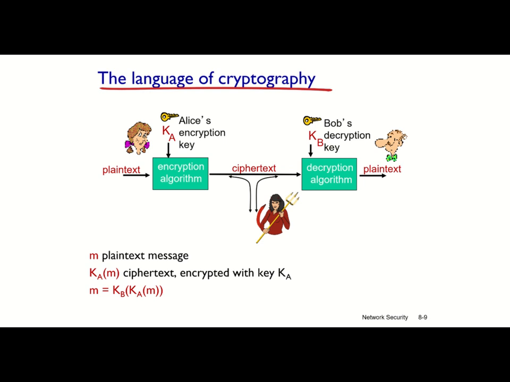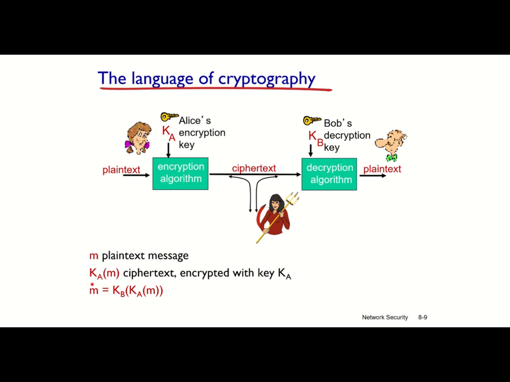Keys are actually functions which get a plain text and return ciphertext. So K sub A of M, where M is the plain text, is a ciphertext that is sent through the connection between Alice and Bob. And then on Bob's side, the decryption algorithm is basically applying K sub B, which is the decryption key, to the ciphertext, which was Ka of M, to recover the plain text, which was M.